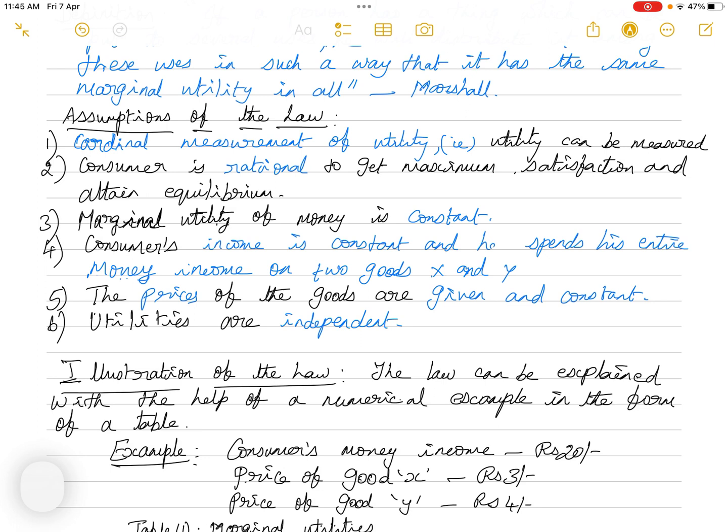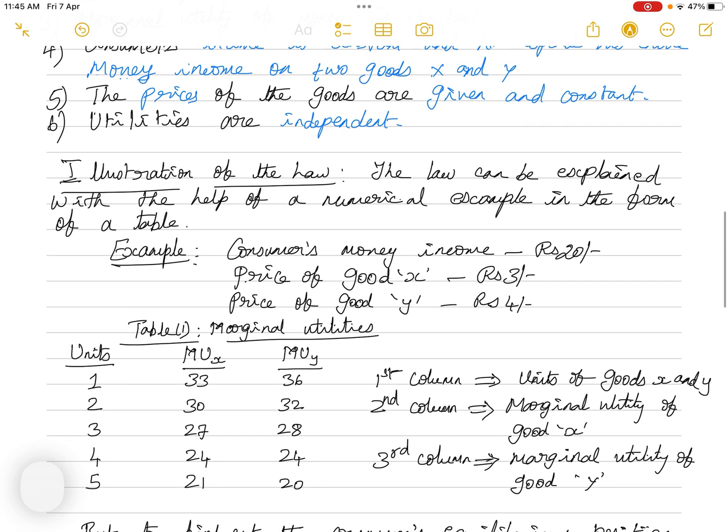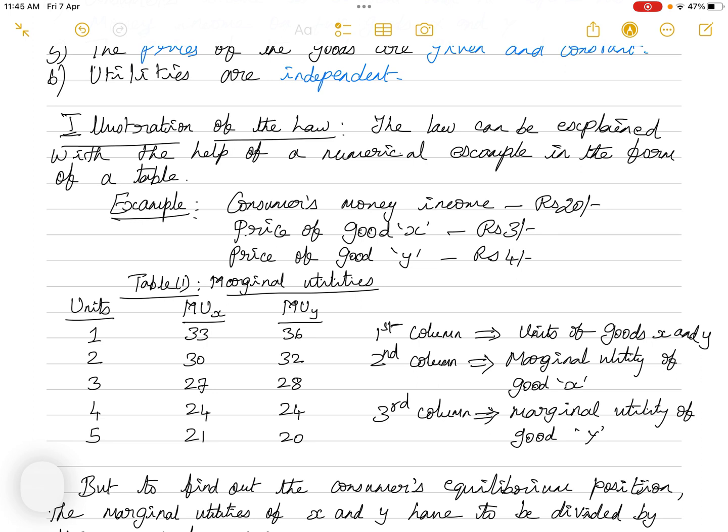Then the fifth assumption, the prices of the goods are given and constant. And sixth assumption, utilities are independent, that is the utility of commodity X is not depending on utility of commodity Y and utility of commodity Y is not depending on utility of commodity Z, etc. So the utilities are independent. Okay, so now based on these assumptions, let us see how the law can be illustrated. So the next heading is illustration of the law.